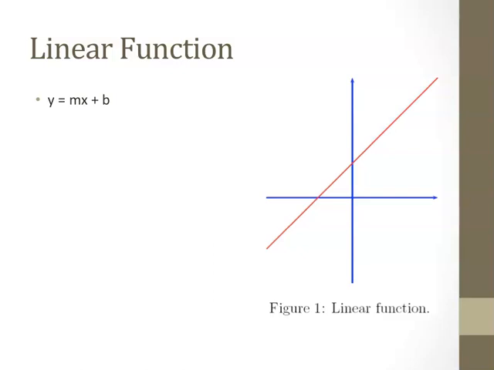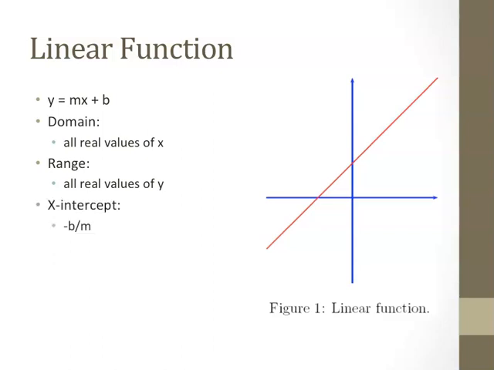The domain of this function is all real values of x. The range is all real values of y. Now the x-intercept is when you set y equal to 0 and solve for x, and that gives you negative b over m. And then the y-intercept is where you set x equal to 0 and you get y is equal to b.